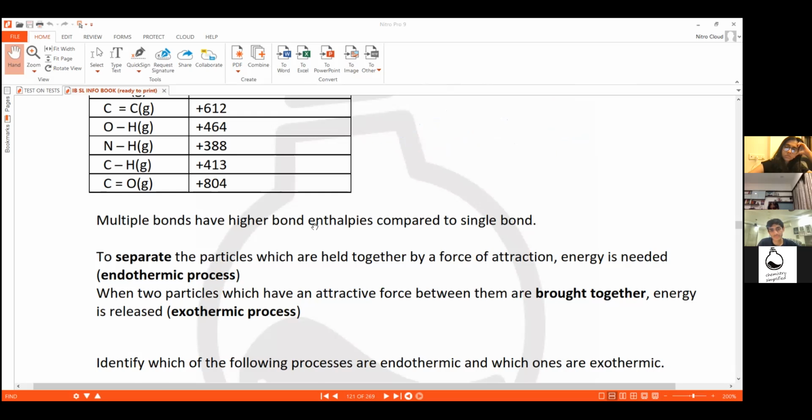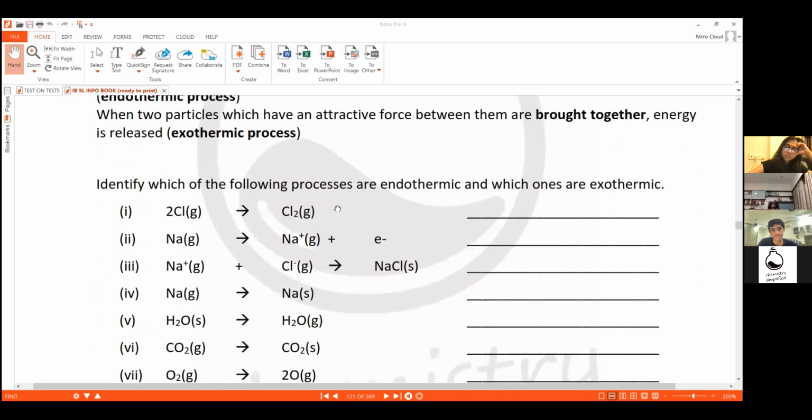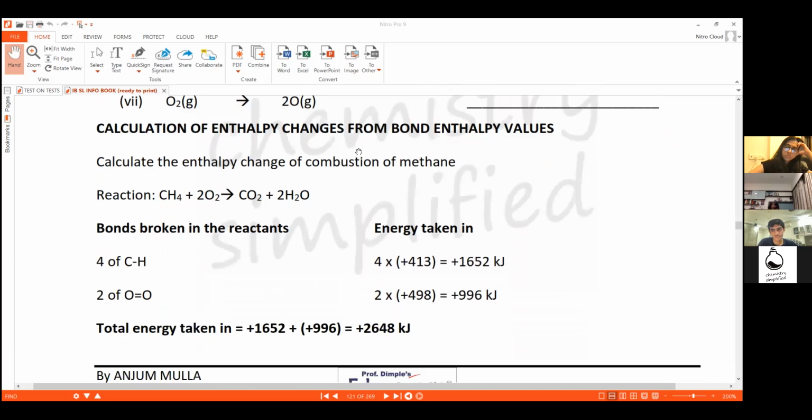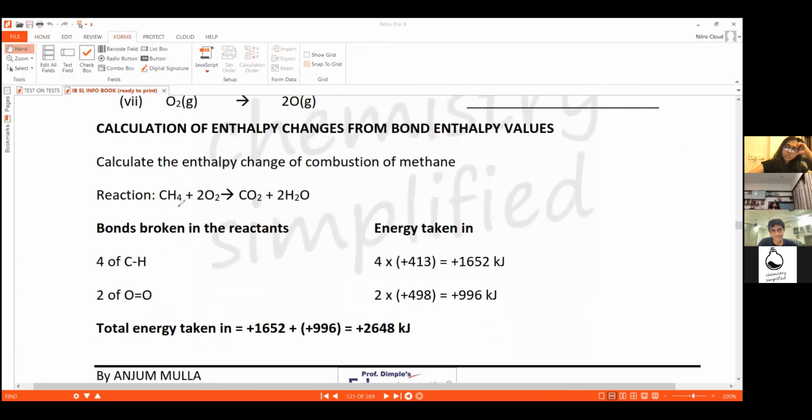All right, so we'll take one example, the combustion of methane. Methane has 4 CH bonds in it, and all these bond enthalpy values you can take from the data booklet. So plus 413. So I need to break 4 CH bonds.